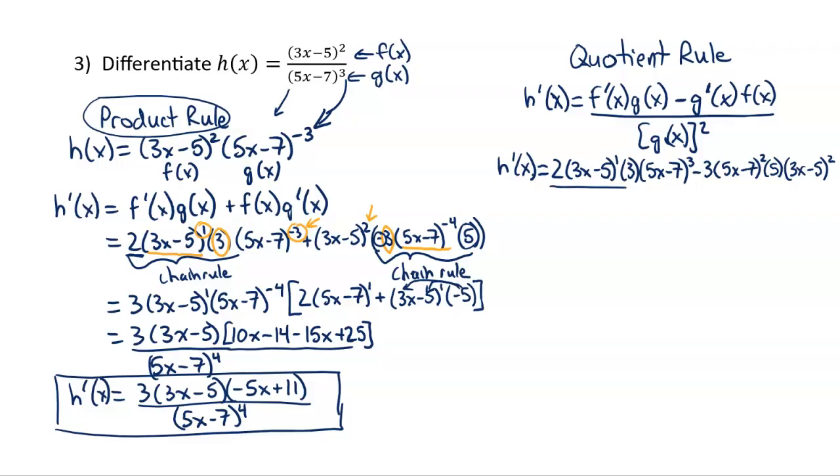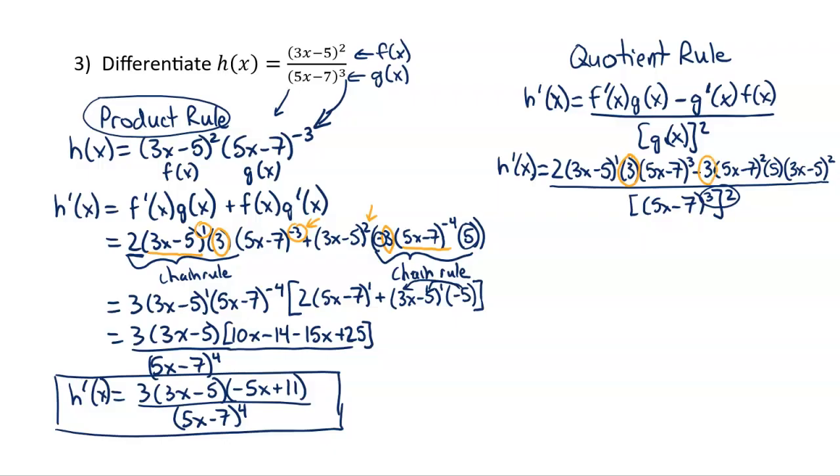And so now I'm going to divide all of that by the denominator squared. So (5x minus 7) all to the power of 3, but then I'm squaring that. And so when I go to square that, the power of a power rule for exponents tells me that that's going to be an exponent of 6.